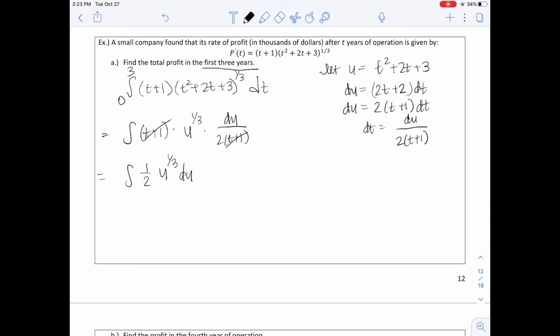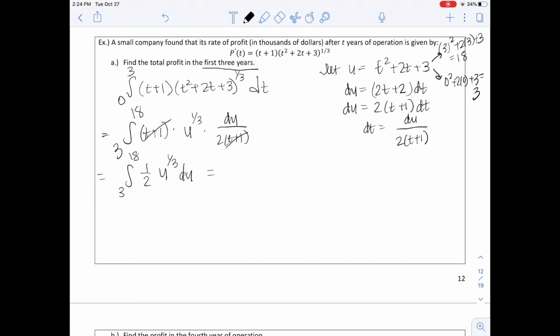However, I have not written my limits of integration yet, and the reason why is they're not 0 to 3, because I changed my limits. So I need to substitute into this 3. So I have 3 squared plus 2 times 3 plus 3. And when I substitute this in, I get a value of 18. So that would be my upper limit of integration with respect to u. And then my lower limit of integration, I'm going to substitute in 0. So 0 squared plus 2 times 0 plus 3. So that works out to being 3. So I'm going to be integrating from my lower limit of 3 to my upper limit, which is 18.